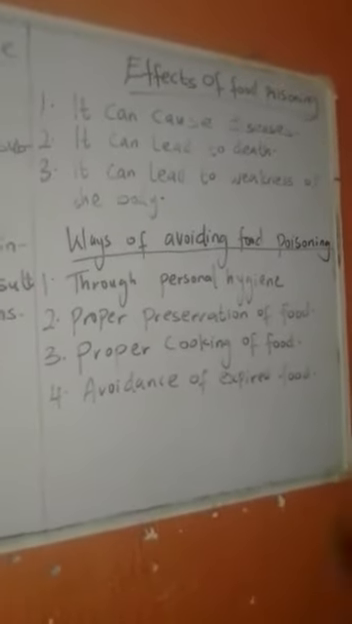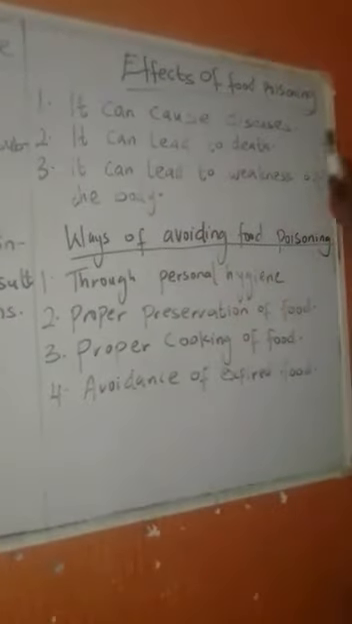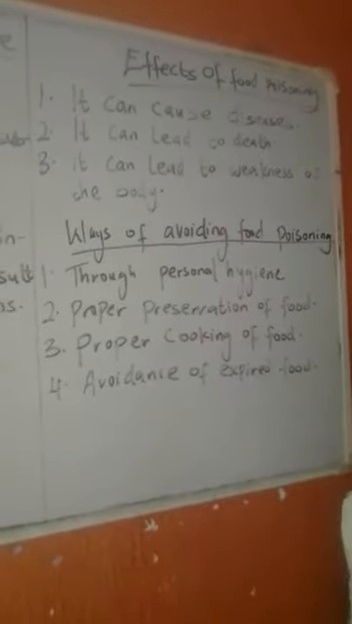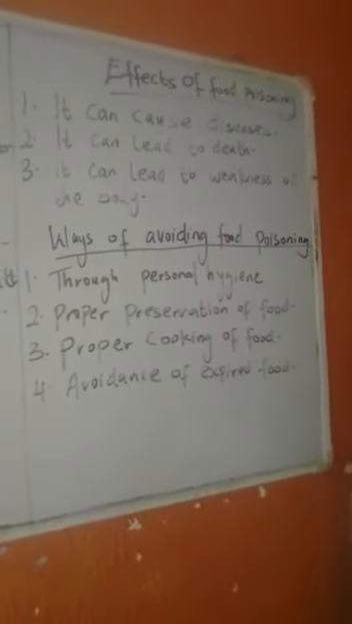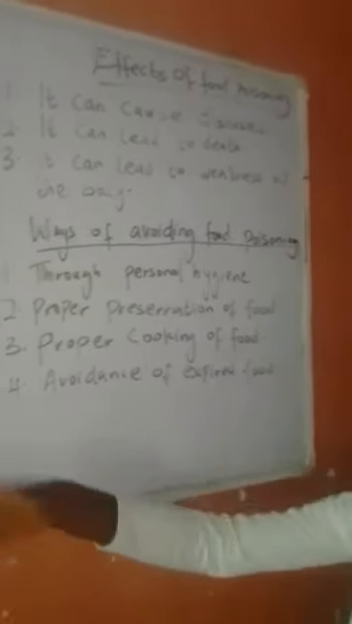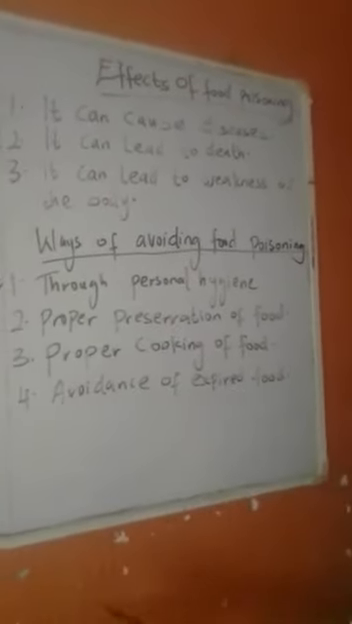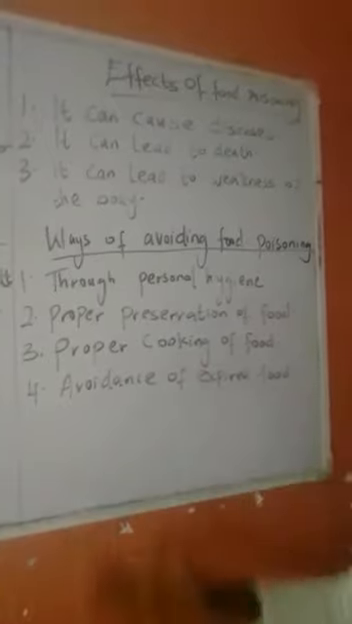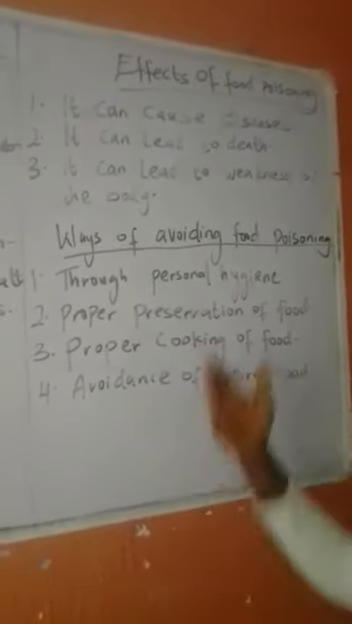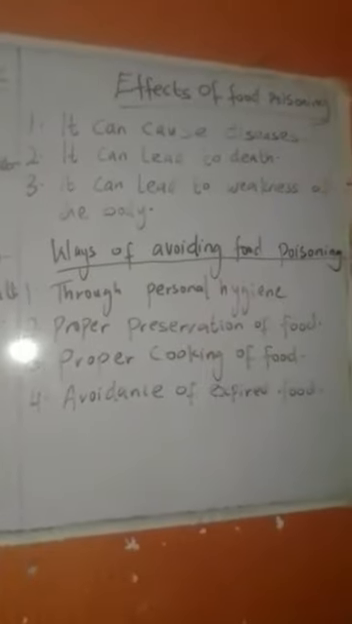Okay, what next? It can cause diseases. When you take in food that is poisoned, it can spring up diseases, like I mentioned one of them, which is typhoid. When you drink dirty water or take food that is contaminated, it can lead to diseases.